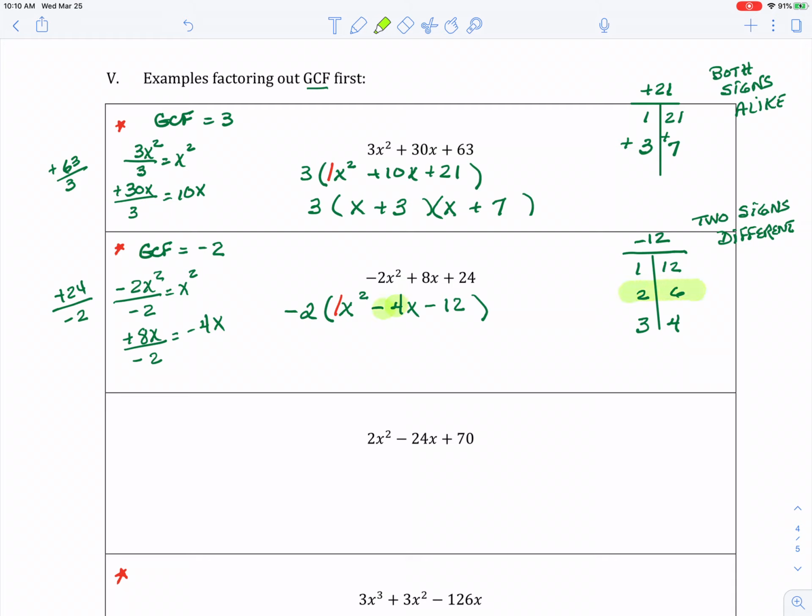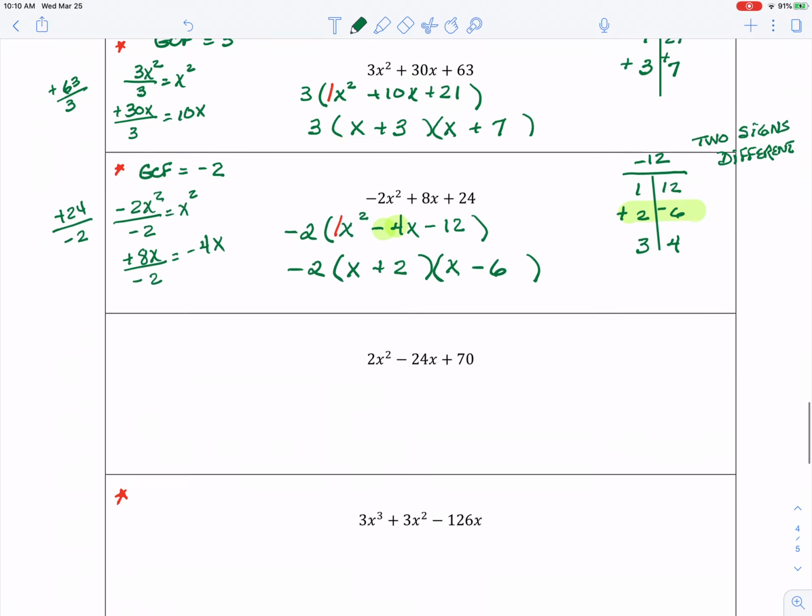So that 2 and 6 looks pretty good to me. And I think I'm going to need to put the negative on the 6 and the positive on the 2 so that it still multiplies to give me negative 12, but also adds up to give me negative 4. So now you're ready to go to your double parentheses. Split up the x and put a positive 2 in one set of parentheses and a negative 6 in the other. All right, I'm going to quickly do one more.